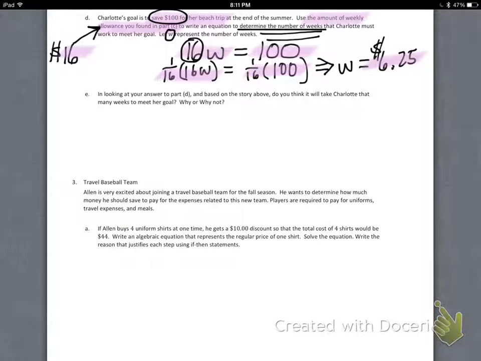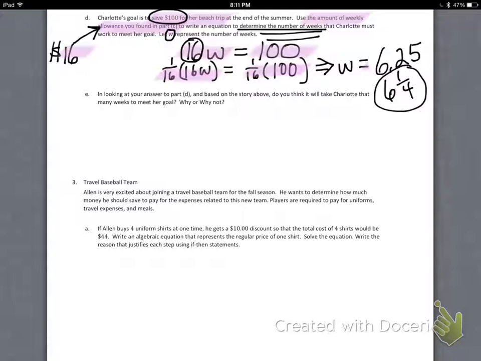So Charlotte would need 6.25. Excuse me, that is not a dollar and cent figure. That is a week figure. So 6.25 weeks, or 6 1/4 weeks. Figuring out 1/4 of a week is kind of difficult. Anyway, she couldn't do it in 6, but she could do it in 7.